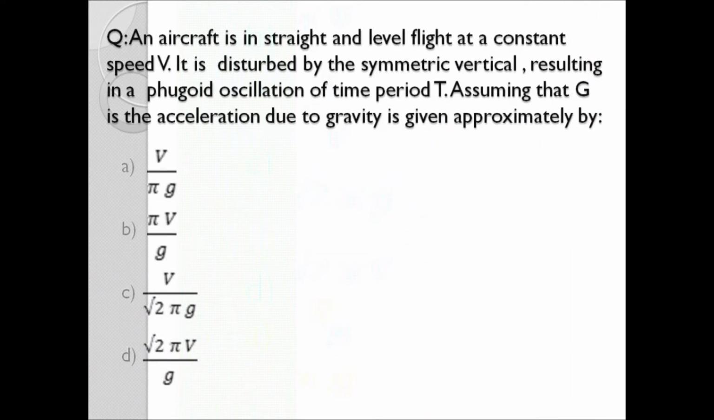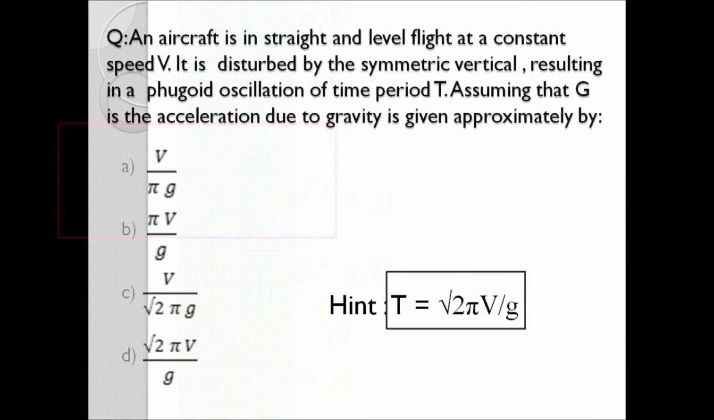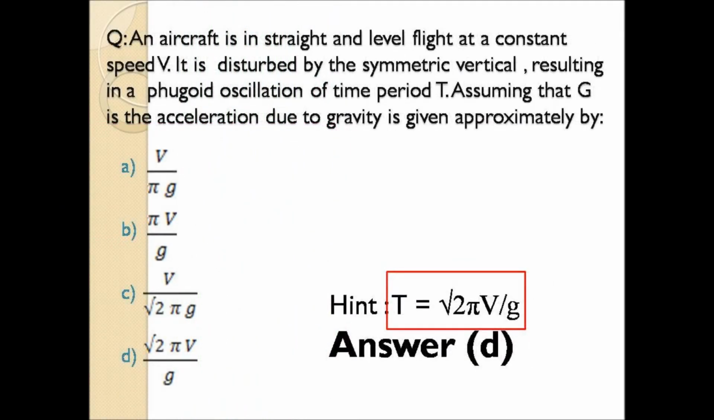An aircraft is in a straight and level flight at a constant speed v. It is disturbed by a symmetric vertical gust resulting in a Phugoid oscillation of time period T. Assuming g is the acceleration due to gravity, T is given approximately by. Now here you have to find how this g and v are related in terms of time period. Recalling this T formula, that is T equals root over 2 pi v by g. You should remember this formula. Once we know this formula, pick out the correct answer, that is answer D.